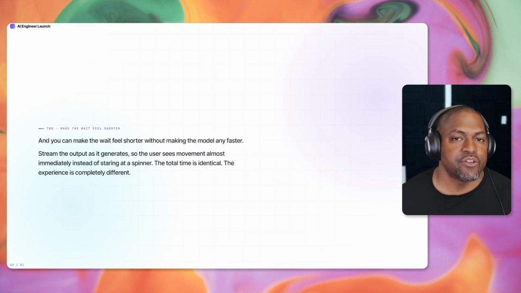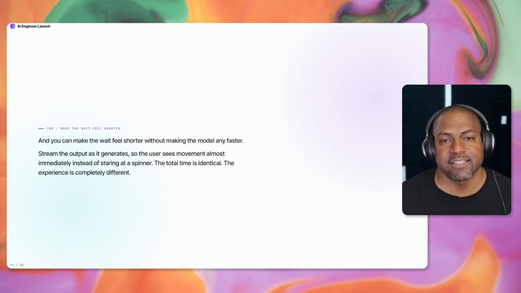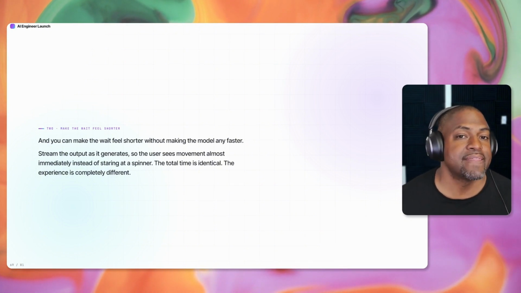Stream the output as it generates. The user sees movement almost immediately instead of staring at a spinner. Total time is identical. The experience is completely different. An easy win that costs nothing.